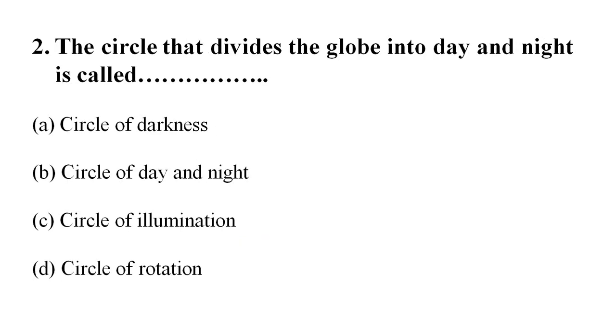Question 2. The circle that divides the globe into day and night is called dash. Option A, circle of darkness. Option B, circle of day and night. Option C, circle of illumination. And option D, circle of rotation. Your correct answer is option C, circle of illumination.